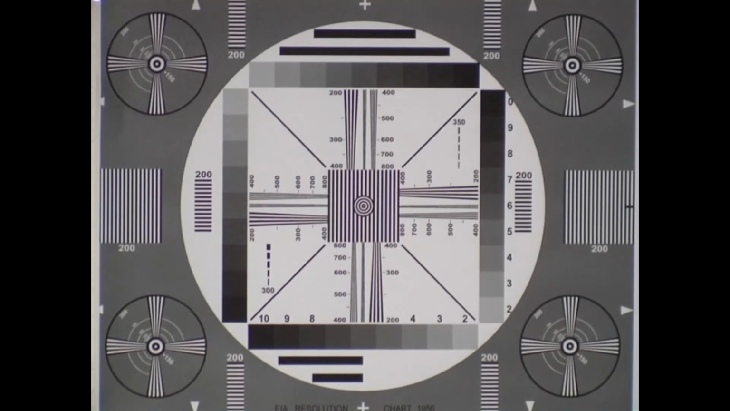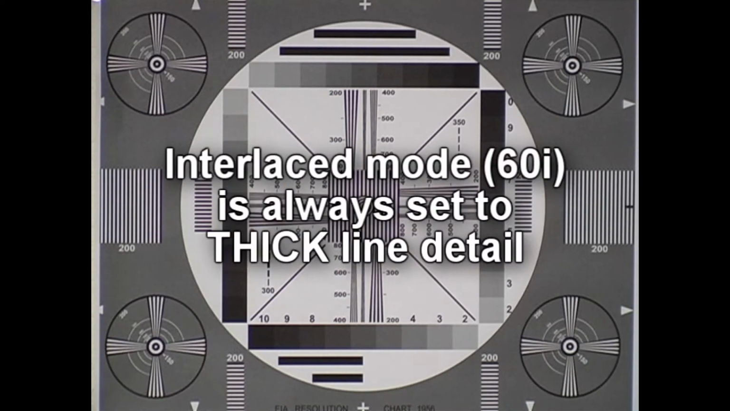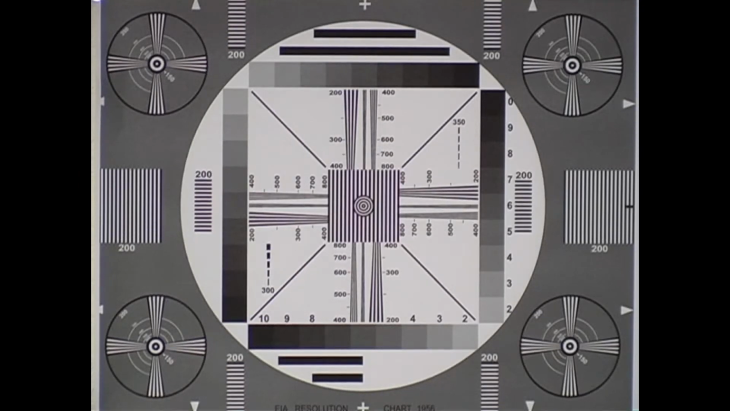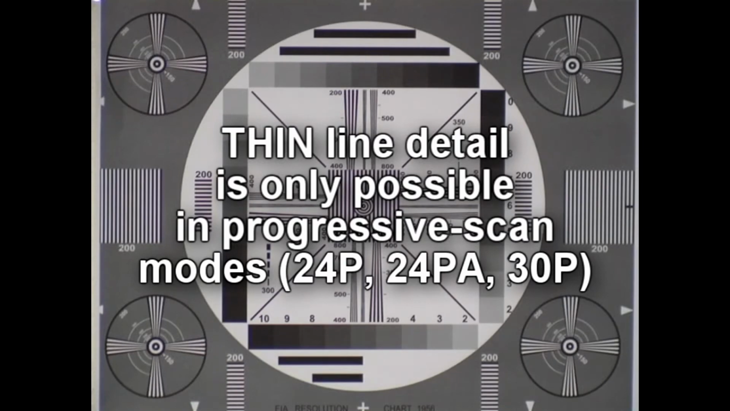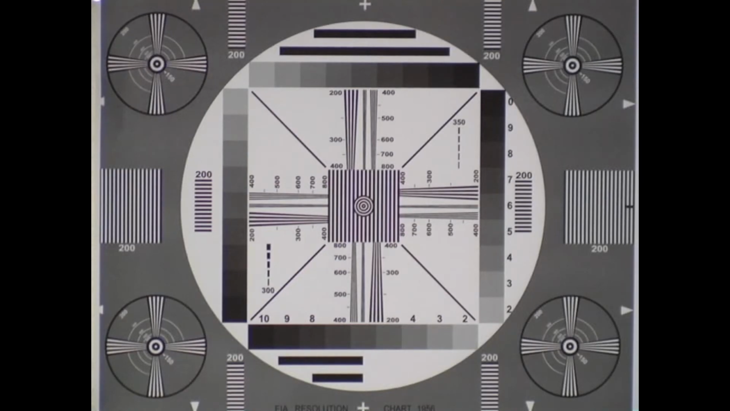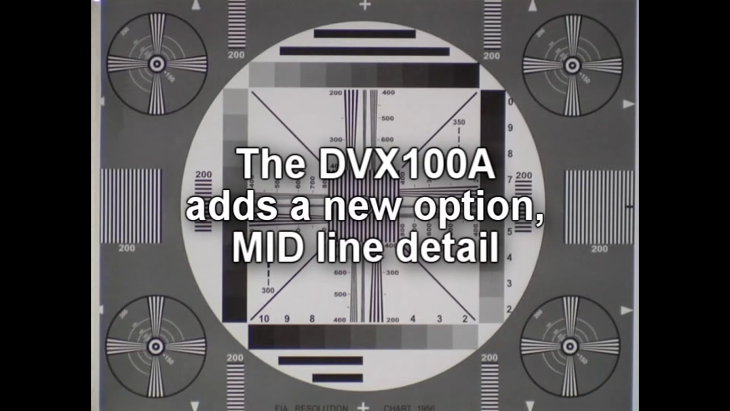But on a TV, it makes for some annoying flickering, so they provided for thick line detail. Now, thick line detail is always the standard when you're in interlaced mode. You can never get thin line detail in interlaced mode. It's always thick. You only get thin line detail in progressive scan, and even then only if you want it. If you're shooting for a television, you might choose thick line detail to avoid the potential for flickering lines, even though it does mean you'll be getting lower resolution.